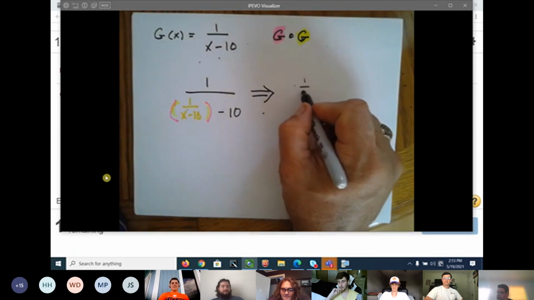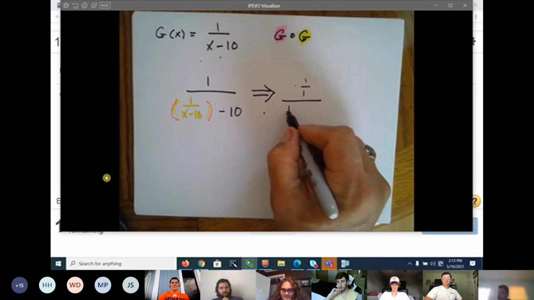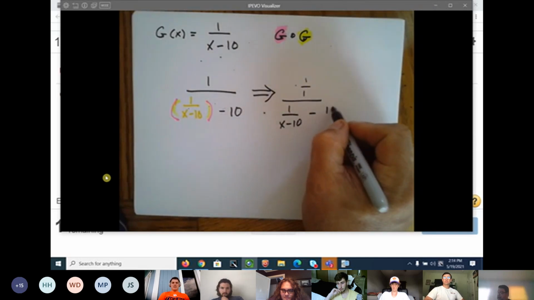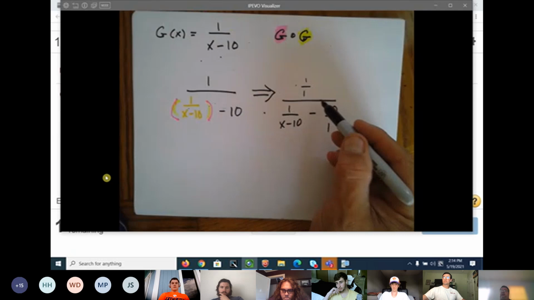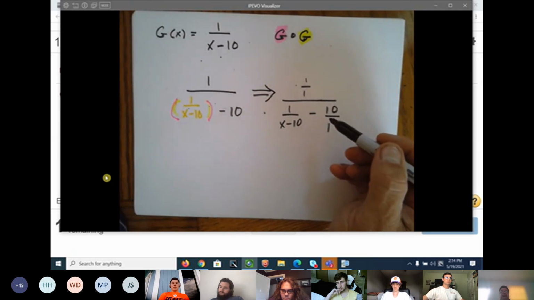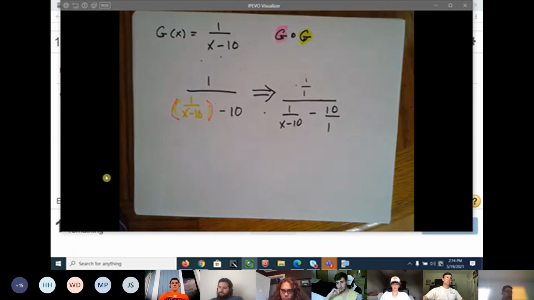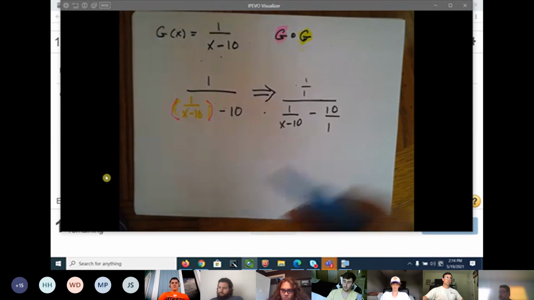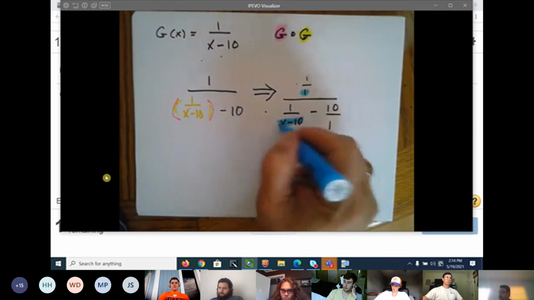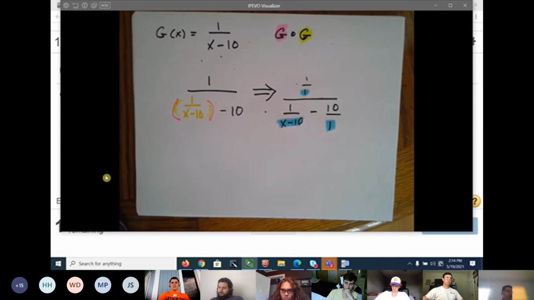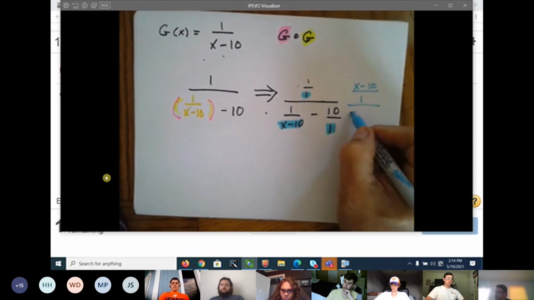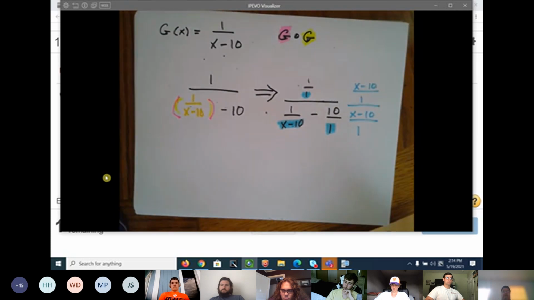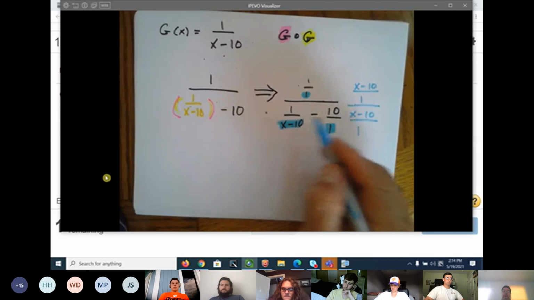I'll shut up. 1 over 1 over 1 over x minus 10 minus 10 over 1. Now, why did I do that? Because now I've changed this into a complex rational expression, which you should remember from Algebra 2. And I look at these 3 terms, and I ask myself, what is the common denominator? And the common denominator is x minus 10 over 1. And now I'm going to multiply x minus 10 over 1 times all 3.